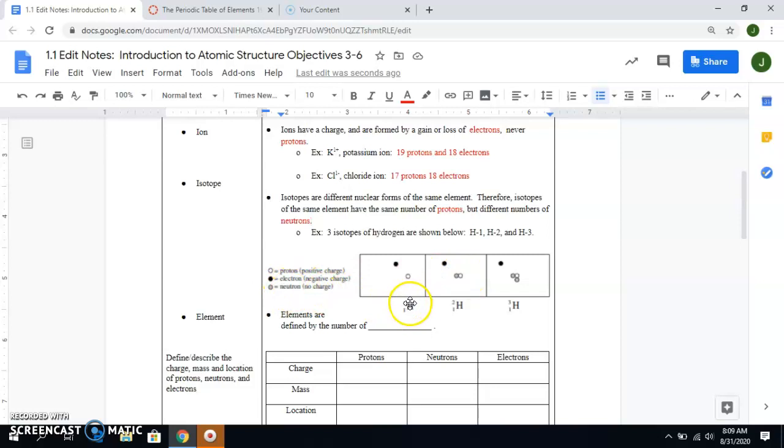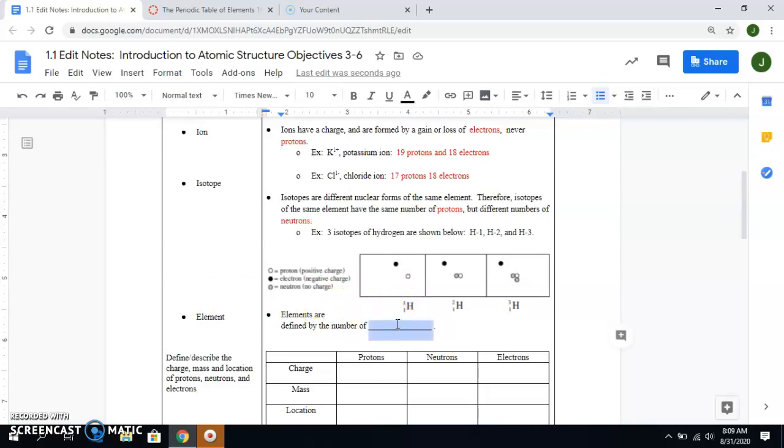So you can see that hydrogen 1 only has 1 particle inside its nucleus, which happens to be the proton. Hydrogen 2 has 2 particles, one of which is the proton, and one of which is the neutron. Hydrogen 3 has 3 particles in the nucleus, 1 proton and 2 neutrons. Okay, so again, isotopes of the same element have the same number of protons, but different numbers of neutrons.